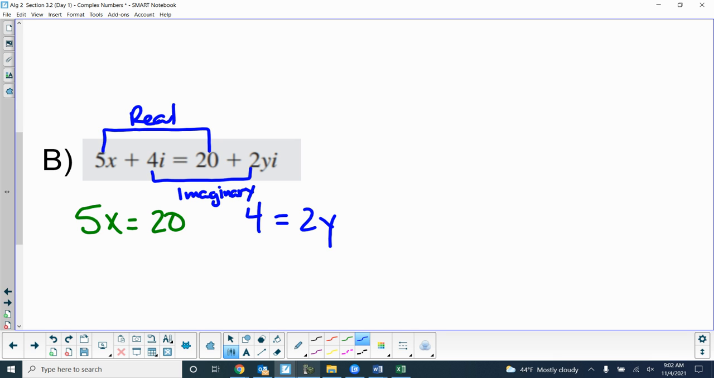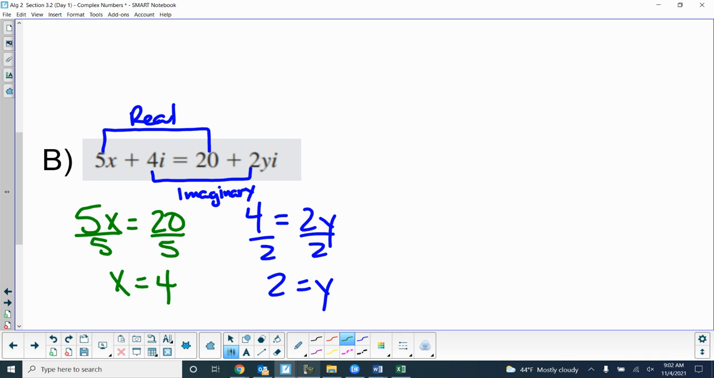All right, so I'm going to divide by 2 to get y by itself, and I'm going to divide by 5 to get x by itself. So they're easy equations to solve. You just got to put the right parts together. Those make sense to you? Any questions on those? Yes.